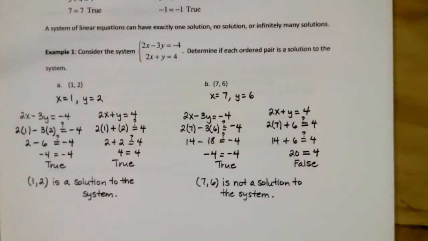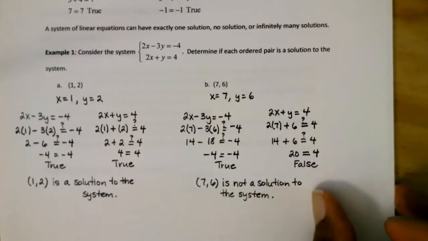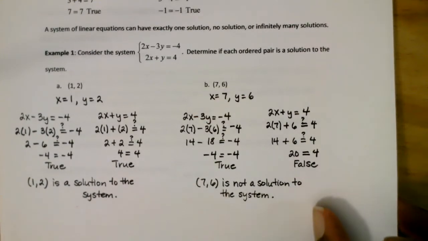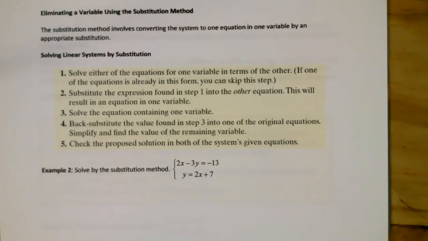All right, now let's find the ordered pairs for a solution for a system of linear equations. There are 2 methods that we're going to use here. One will be the substitution method. In the substitution method, we're going to have to eliminate a variable, and this involves converting the system to one equation in one variable by an appropriate substitution.